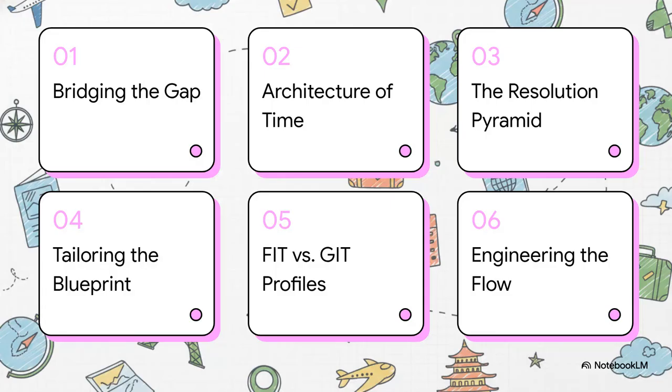Okay, so here's our master blueprint for today's explainer. First, bridging the travel gap. Second, the architecture of time. Third, the resolution pyramid. Fourth, tailoring to the audience. Fifth, fit versus GIT profiles. And finally, engineering the perfect flow.